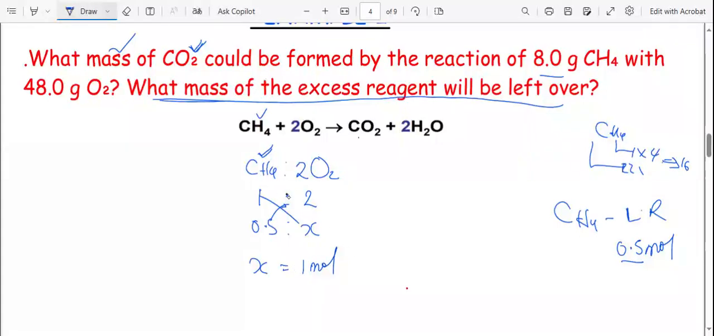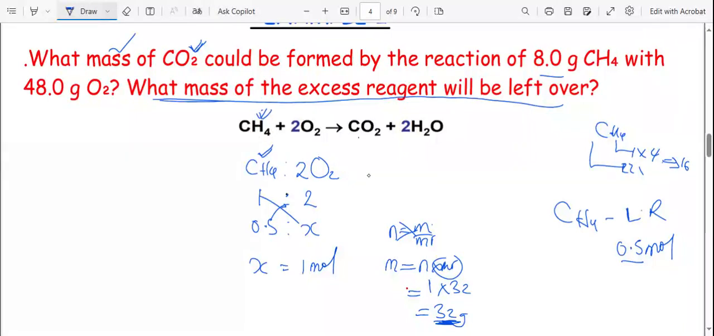So now we'll find the mass of this oxygen by saying moles is equal to mass over Mr. When you cross multiply, mass is equal to n times Mr. We have the moles as 1 times the Mr of oxygen, which is 32. So this will give us a mass of 32 grams. This is the mass that was used in the reaction relating to the limiting agent.